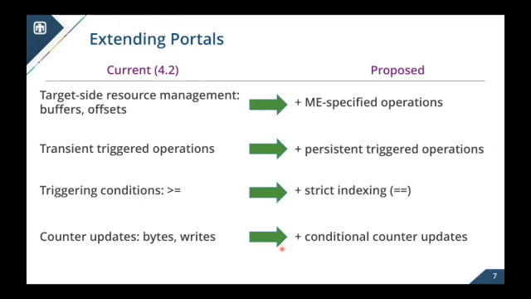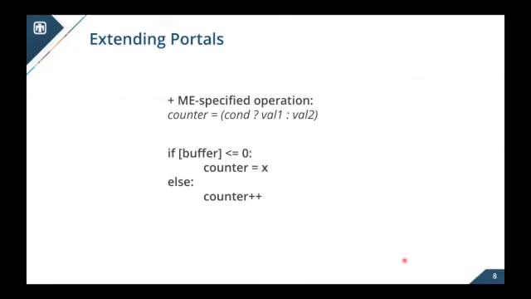So what we were proposing in this regard was a special form of ME specified operation that performs a conditional counter update. And it's actually very straightforward. The basic idea is the counter gets updated to one of two values depending on the outcome of an evaluation of a condition. So if the contents of the buffer specified by the matching entry is less than or equal to 0, then set the counter to one value. Otherwise, increment it as normal, for example.